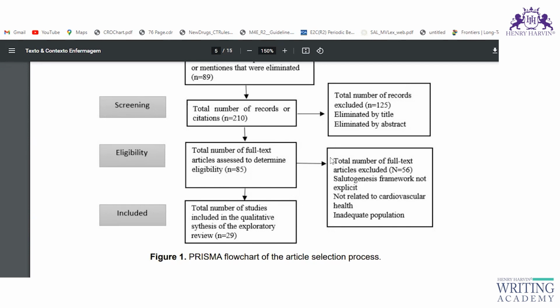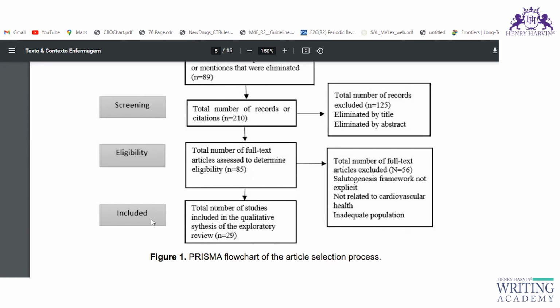Okay. Now in this box, which you will make here in parallel, you have to write the total number of full-text articles which were excluded, that is 56, and then you also have to mention the reason why you have excluded these articles, like salutogenesis framework not explicit, not related to cardiovascular health, inadequate population. This you can mention.